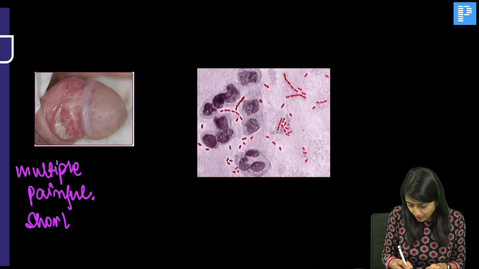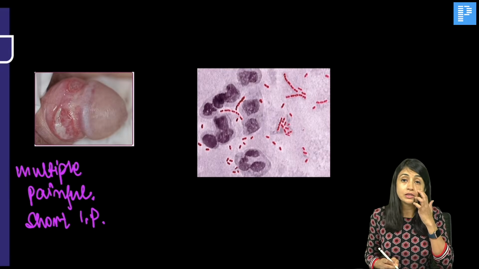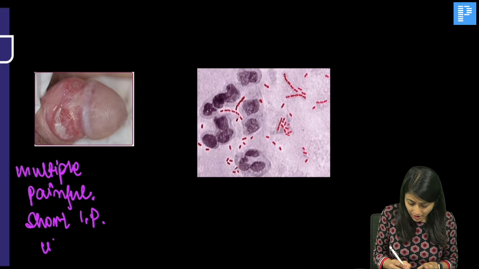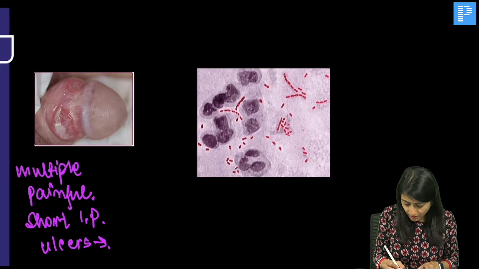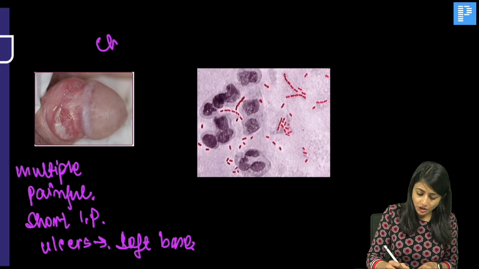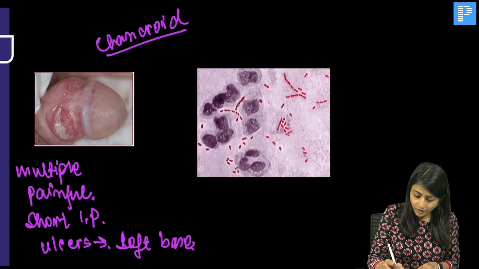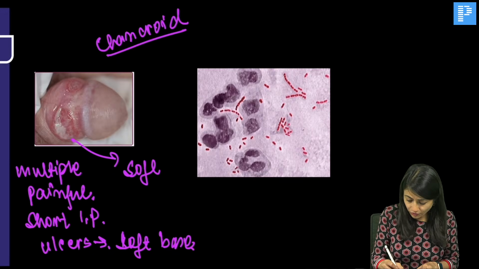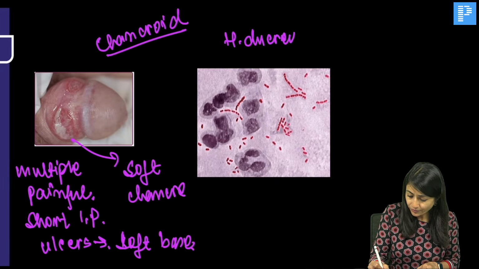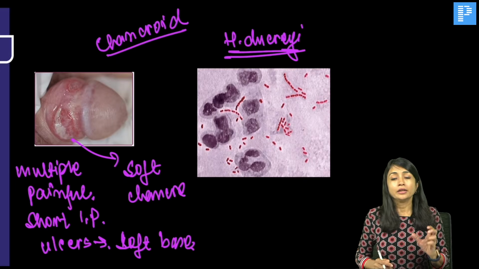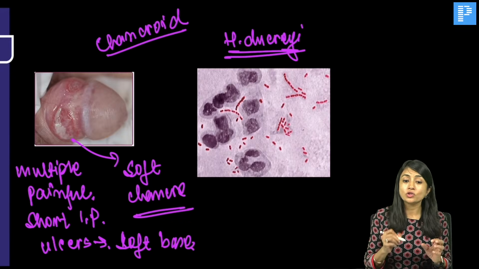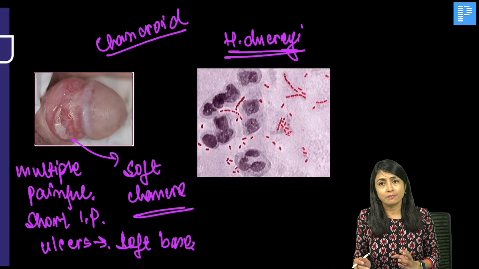What's this? Again, just like herpes, I have multiple lesions, I have painful lesions, short incubation period. So, everything is similar to herpes, but what is the difference? Here I do not see coalescing vesicles and erosions, I see ulcers which have a soft base. So, this is my chancroid and the ulcer is also called a soft chancre. It is caused by Haemophilus ducreyi. Here, everything is the same: multiple, painful, short incubation period, but here you get actual ulcers which have a soft base, right.